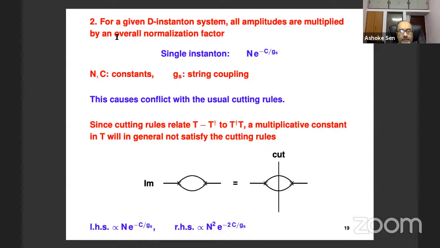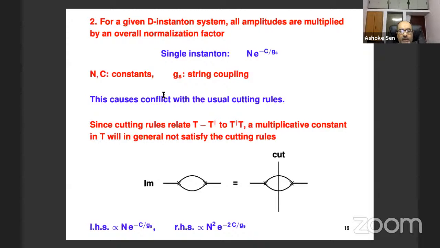The second complication comes from the fact that for a given D-instanton system, all amplitudes are multiplied by an overall normalization factor. So if you are considering a single D-instanton amplitude, then independently of how many interaction vertices the corresponding open-closed field theory, or the corresponding Feynman diagram, has, the amplitude is multiplied by the overall normalization factor N e to the minus c over gs. Just like there is an overall energy momentum conservation from integration over collective modes, but no individual momentum conservation, similarly, there is no individual factor like this for every vertex, but this is an overall factor.